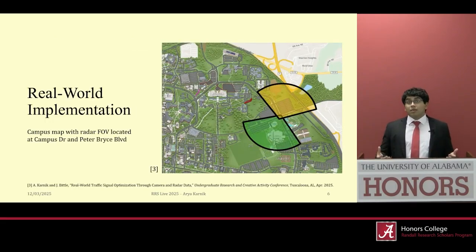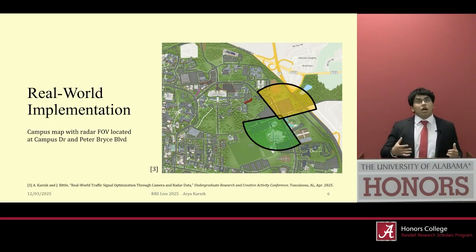So where are we actually going to implement this in the real world? We're going to be at the Campus Drive and Peter Bryce Boulevard intersection, which is right next to the softball stadium on the northeast side of campus. This is a really interesting intersection to look at, right? Because it's right off US 82 coming into campus, but it's also not a main intersection on campus, which is important, right? Because we don't want to actually implement something where it might not work as we expected.